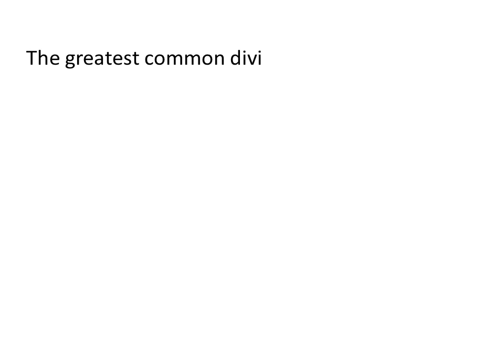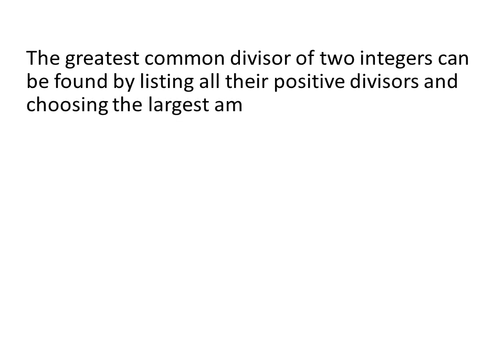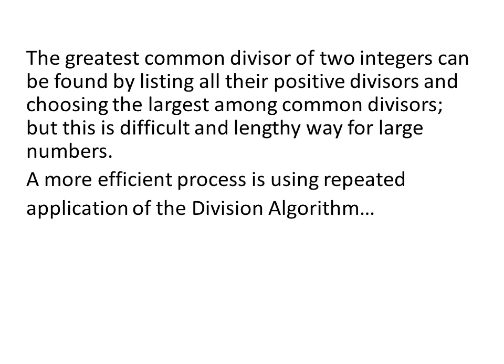The greatest common divisor of two integers can be found by listing all their positive divisors and choosing the largest among the common divisors. But this is a difficult and lengthy way for large numbers. A more efficient process is using repeated application of the division algorithm. How? This process of applying the division algorithm repeatedly is called the Euclidean algorithm. Let's see what it is.